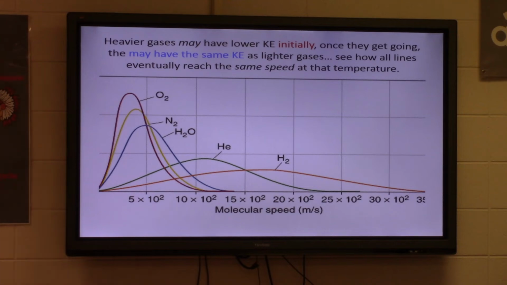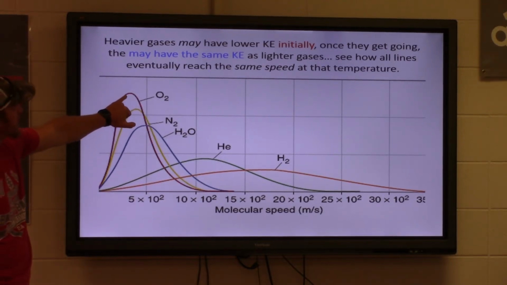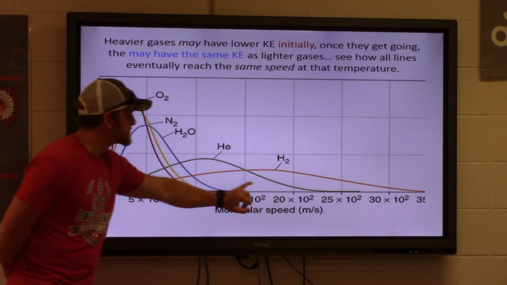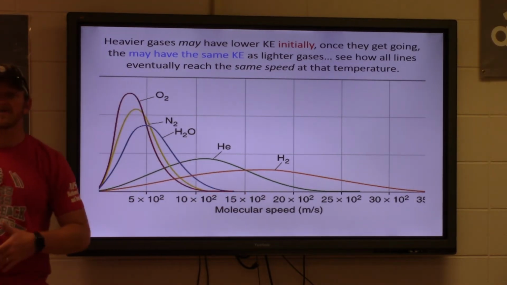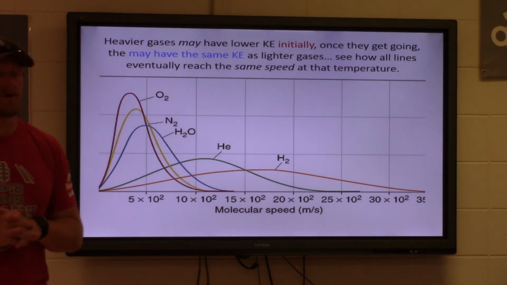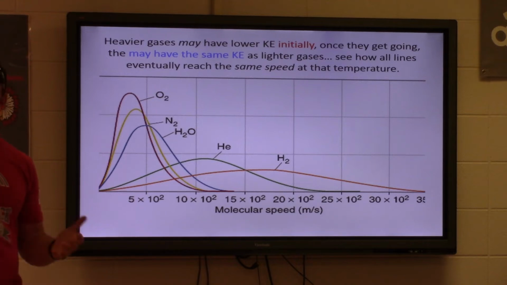Heavier gases may have lower kinetic energy. Once they get going, they may have the same kinetic energy as the lighter gases. So see how all lines eventually reach the same speed at that temperature. Here, it takes a whole lot of energy for oxygen to get moving compared to hydrogen, because oxygen has a much heavier atomic mass. O2 is 32 grams. H2 is just 2 grams. So think about it that way.